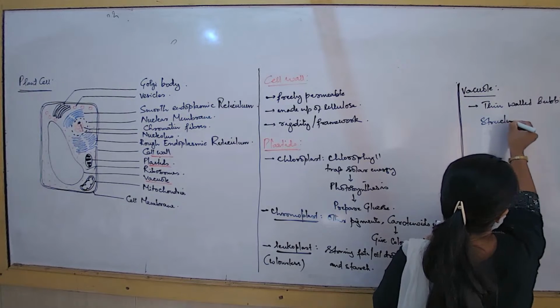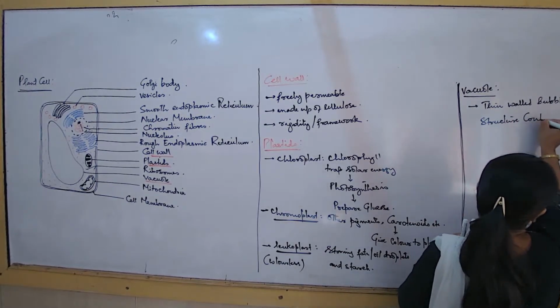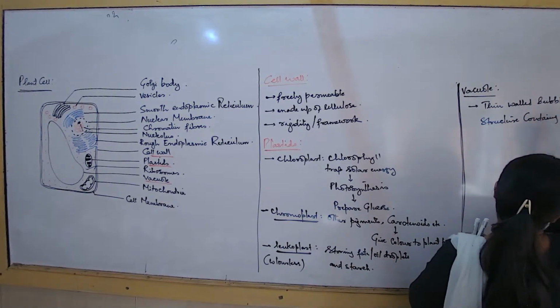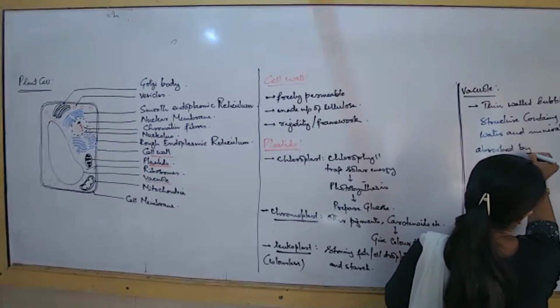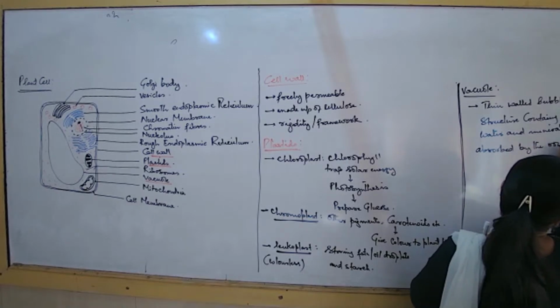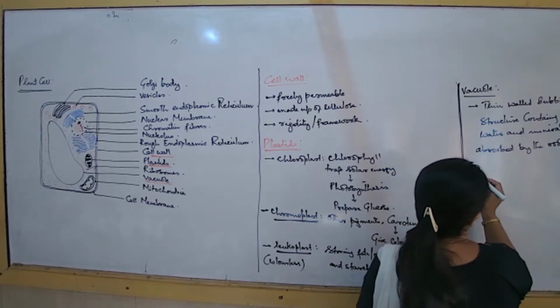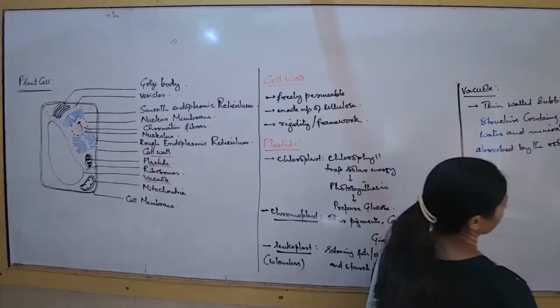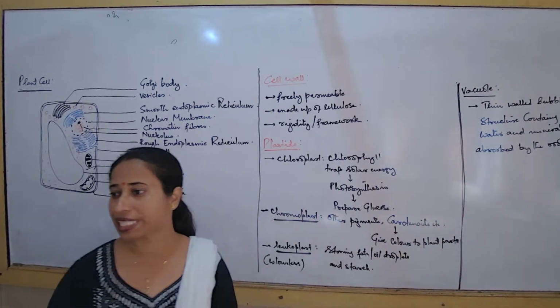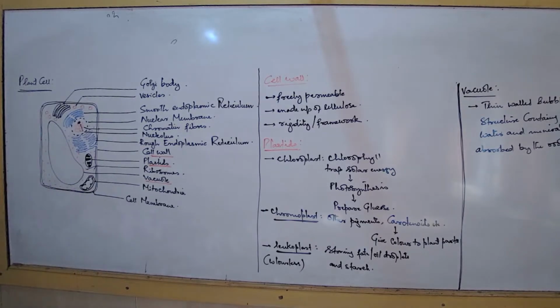And this thin-walled, bubble-like structure contains what? It contains the water and minerals absorbed by the roots. So what is the water and the minerals also known as? The water and the minerals are also known as the plant sap. What is the plant sap? It is the water and the minerals that has been absorbed by the plant's roots and carried by the xylem. Okay, we'll study about the xylem in detail.